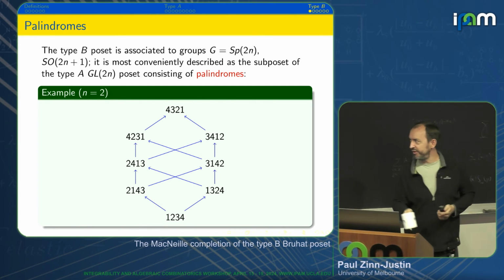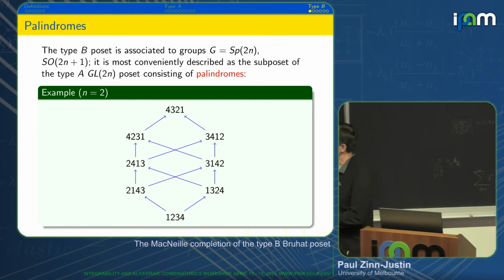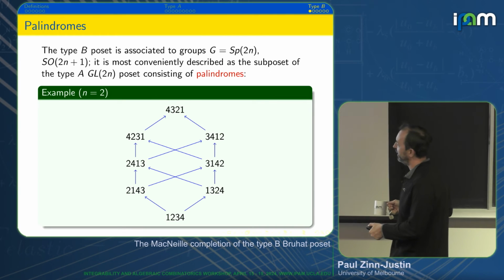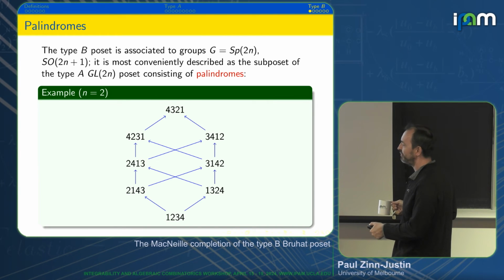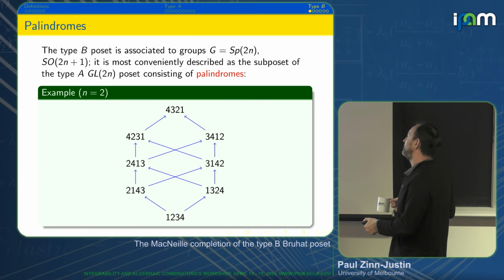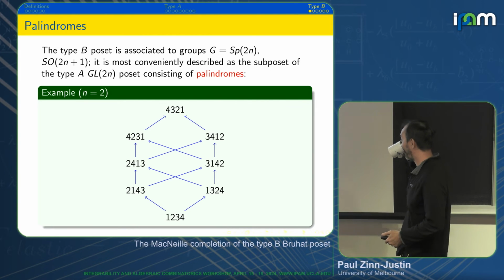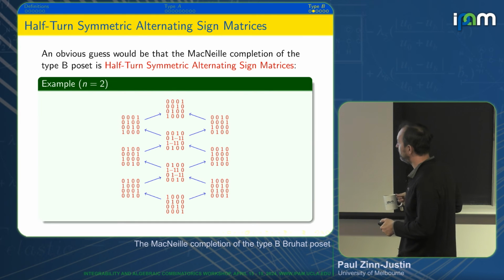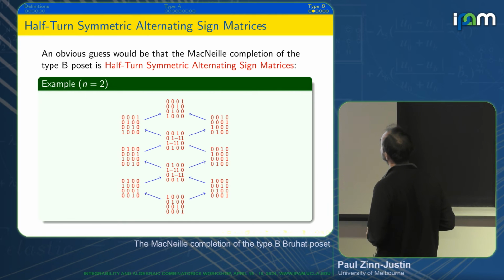And the one thing to observe is that immediately you're going to run into the same type of problems we had for type A, which is that some of these arrows are crossing, and it's very tempting to put an extra element where the arrows are crossing. And I'm going to do that.